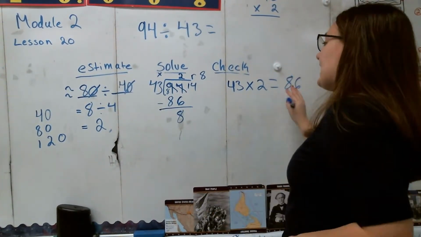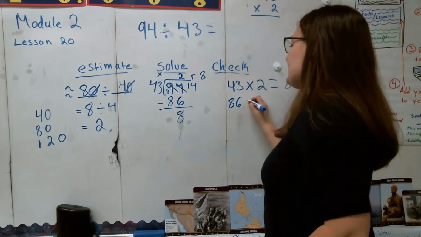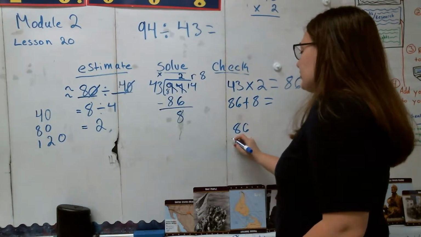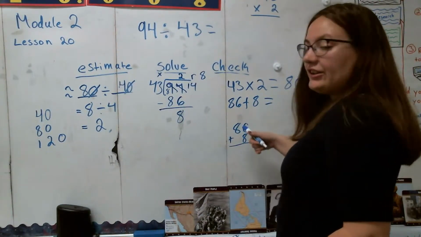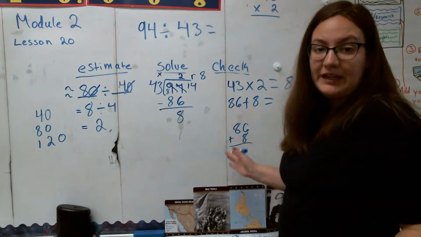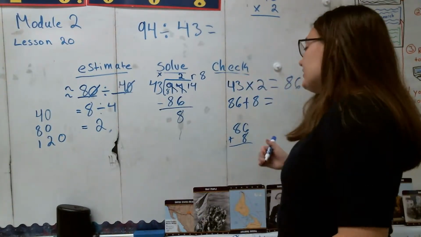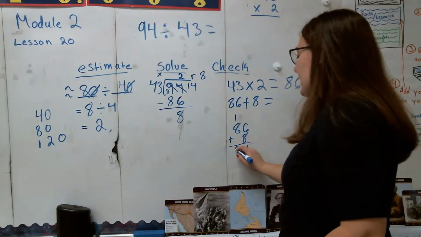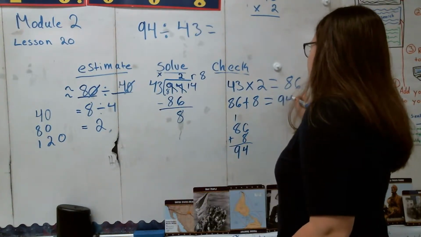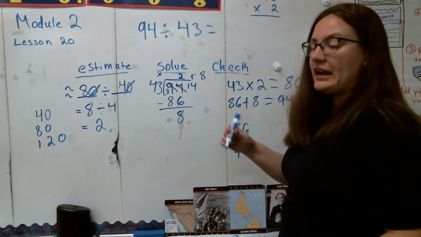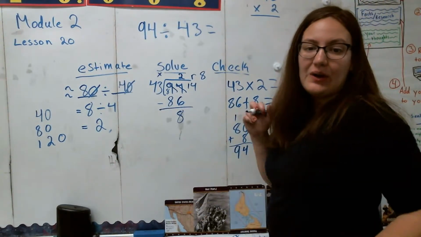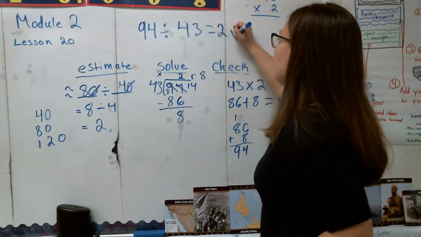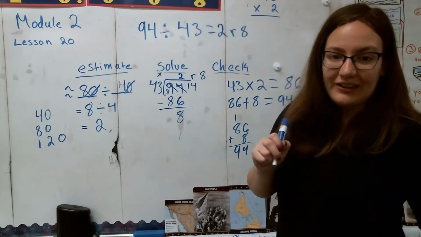So then I get 86, and now I need to do 86 plus my remainder of 8. And again, if you just need to put it off to the side so that it looks like this kind of problem up and down instead of going to the sides, you can do that as well. 6 plus 8 would give me 14, and then 1 plus 8 gives me 9, which gives me an answer of 94 for my check, which matches my dividend, so I know that I am correct. So our final answer for this problem is 2 remainder 8. So not too bad so far.